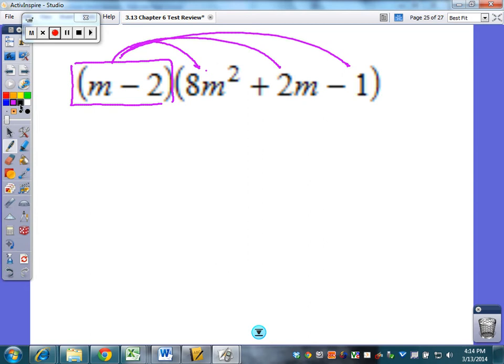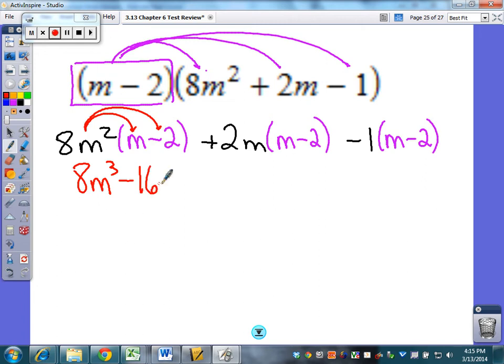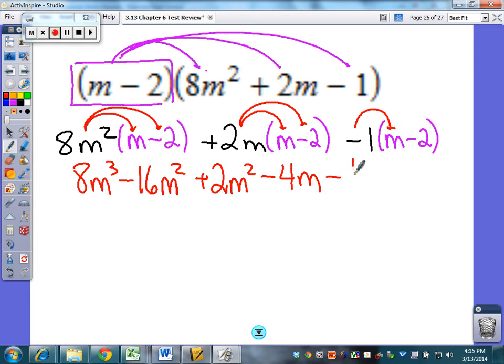Okay? So we can realistically just rewrite what we have right here. We have 8m squared plus 2m minus 1. And now after we distribute, it's just multiplying each term by m minus 2. All right? So now we can simplify. 8m squared times m is 8m cubed. 8m squared times negative 2 is negative 16m squared. 2m times m is 2m squared. 2m times negative 2 is negative 4m. Negative 1 times m is negative 1m. Negative 1 times negative 2 is positive 2.